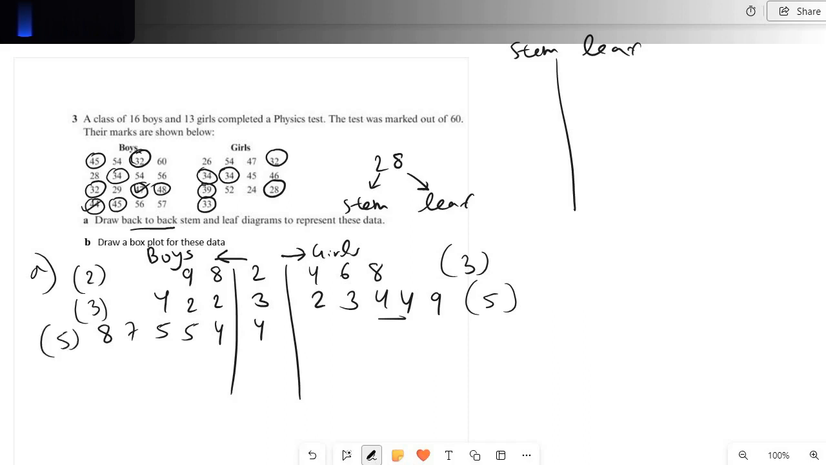And for the girls, it is going to be 47, 45, and 46. So 5, 6, and 7. There are 3 numbers here.